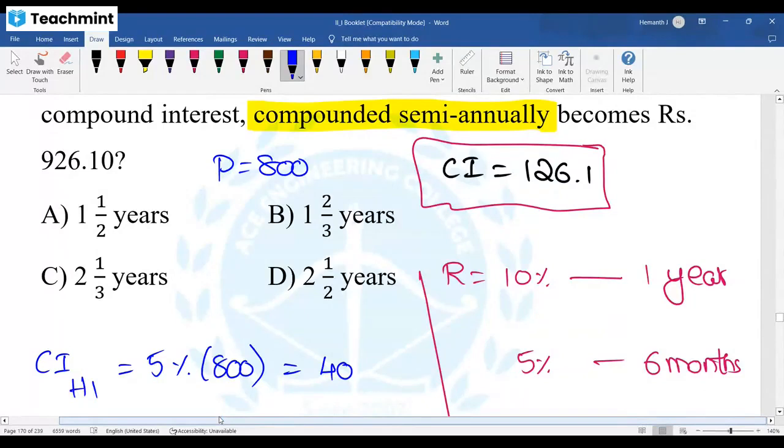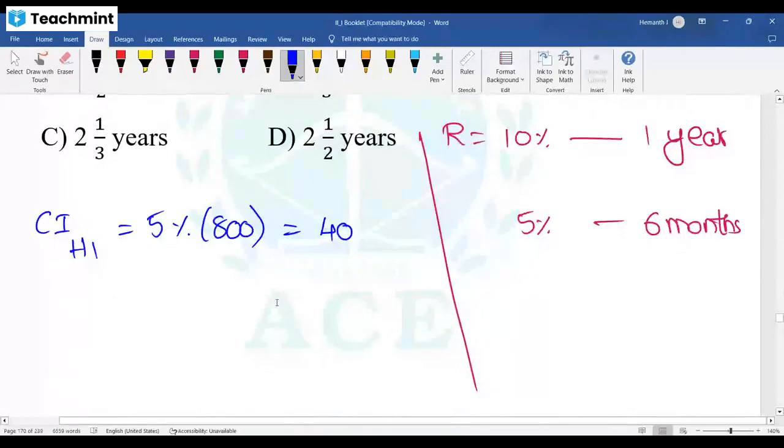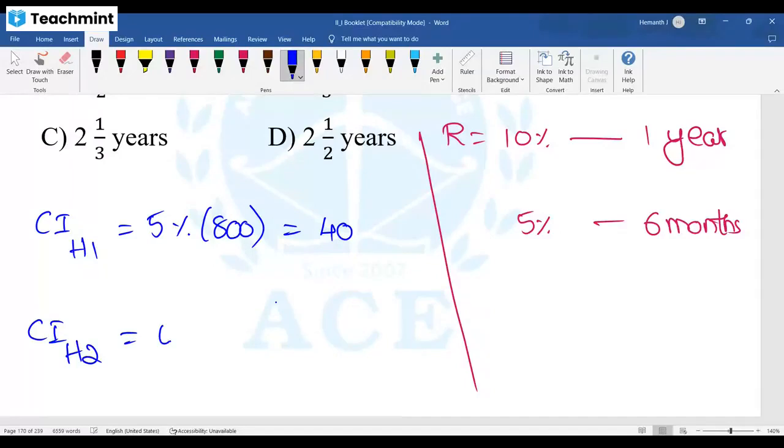But how much compound interest do I want finally? 126.1. 40 for 6 months is not sufficient, so I'll try the next half year. For the second half year, 40 plus compound interest, that is interest for the interest. We discussed this approach in the introduction as well. For this 40, we need to take 5%. What is 50% of 40? 20. So 10% is 4, and 5% is nothing but 2. So 5% of 40 is 2, giving 42.